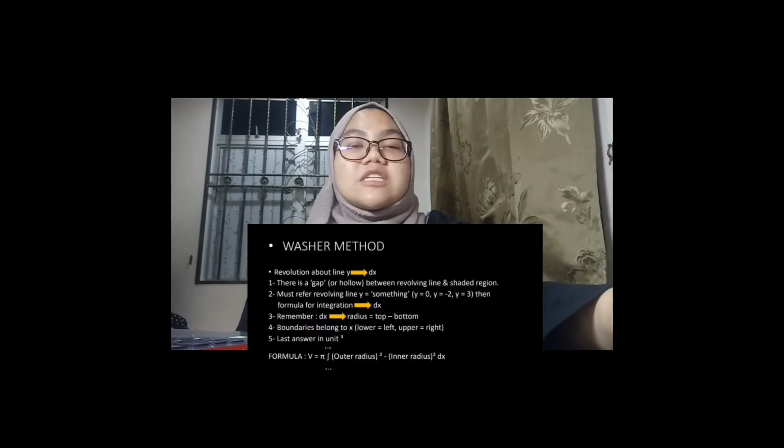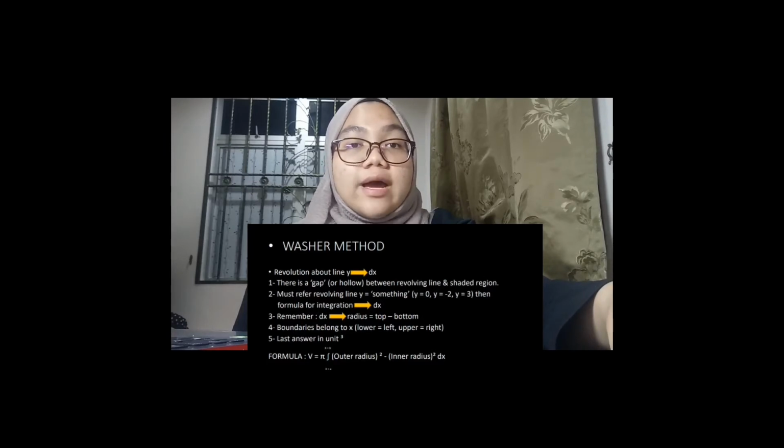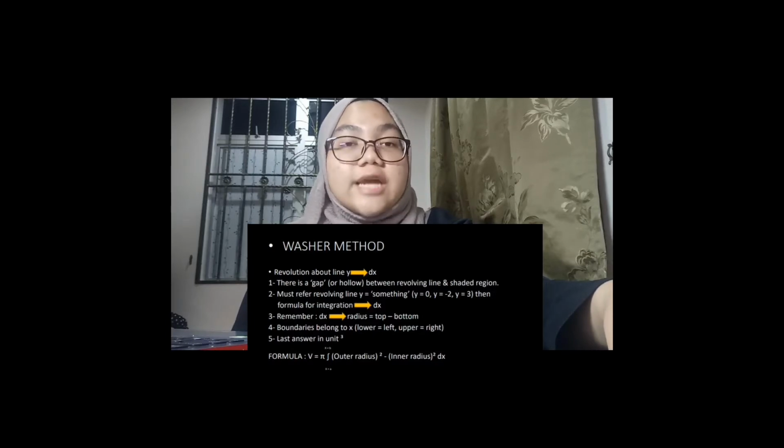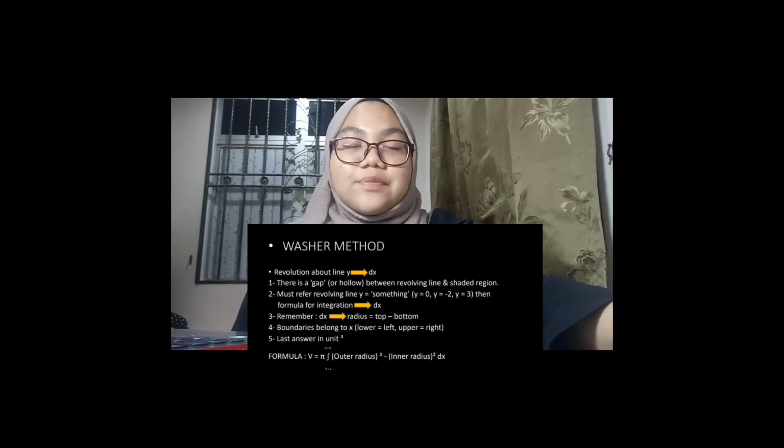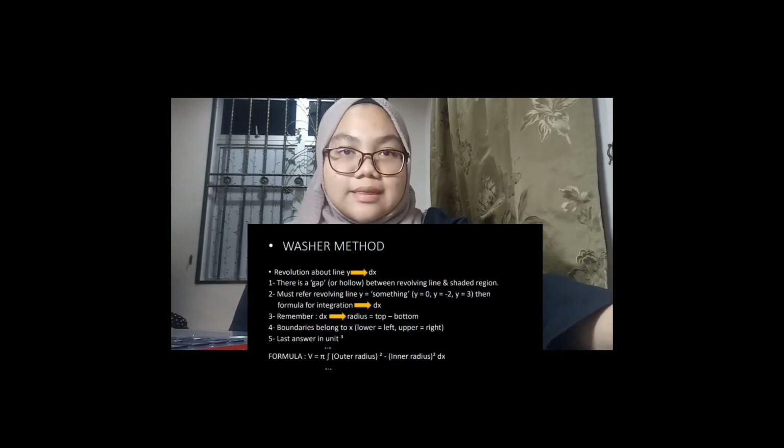Okay, so next I will explain the washer method. For the washer method, revolution about the line y is dx. We need to know that there is a gap between the shaded region and the revolving line. We also must refer to the revolving line value and know the formula for this integration, which is dy or dx. We need to remember the value of the radius in this washer method. It is top minus bottom. For the boundaries, the upper boundary is on the right and the lower boundary is on the left. Here is the formula of the washer method.